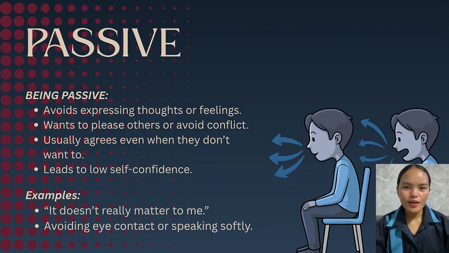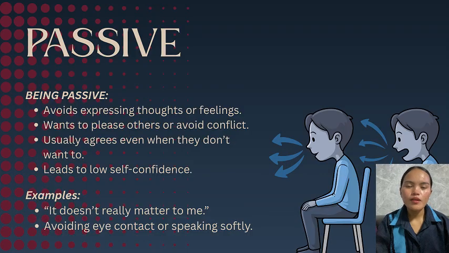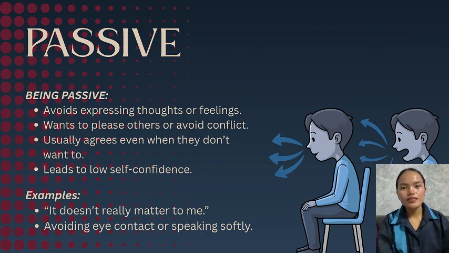Passive communication happens when someone stays quiet and avoids sharing their thoughts or feelings, often because they don't want to cause conflict or upset others. They may speak softly, avoid eye contact, and say things like it doesn't matter to me, even if they actually have a preference. So this style can lead to low self-confidence and feeling unheard.